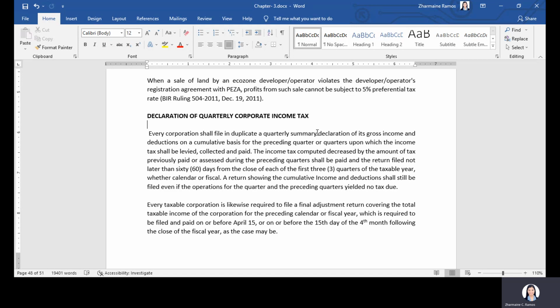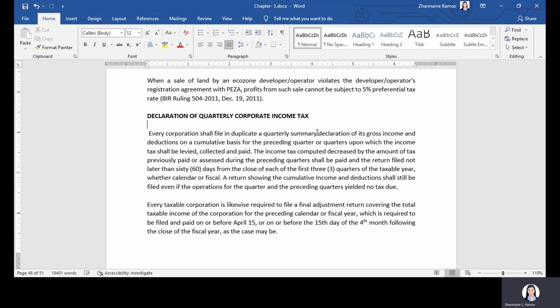I-recompute mo siya kung tama yung mga nabayaran mo quarterly pag tinotal mo siya. So, pwedeng kulang, pwedeng sobra. Ganyan. Pero usually, nag-a-adjust talaga yon. So, ang payment niya, ang filing niya ng annual mo is April 15 or on or before the 15th day of the fourth month following the close of the fiscal year as the case may be.